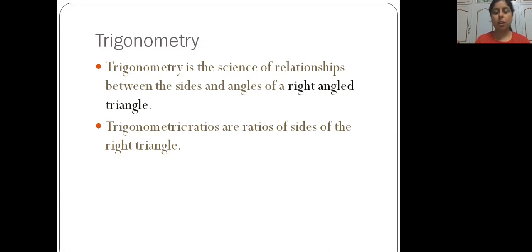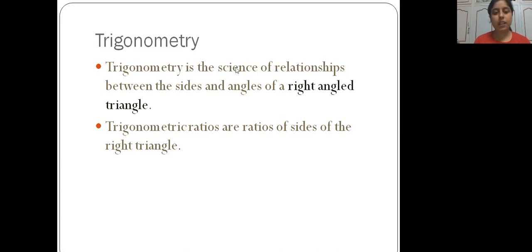That means the trigonometric functions are always applied on a right angle triangle, and they give the relationship between the sides and angles of a right angle triangle. By applying these trigonometric functions, we can calculate the height of the peak of a mountain, the height of a pole, or at which height the aeroplane is flying, or the height of a parachute.